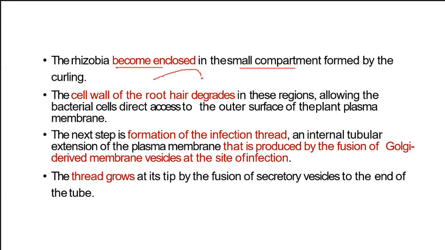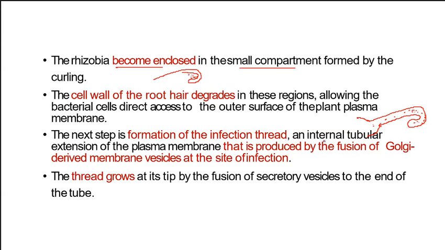We already discussed and now we are studying in detail. They are enclosed in a small compartment which is formed by curling. Now what happens? They degrade the cell wall in these regions, allowing the bacteria to enter, to cross the plasma membrane. After that, the infection thread is formed. Now what is the infection thread? Again I am explaining. The infection thread is where bacteria migrate from the root hair towards the cortical cell.